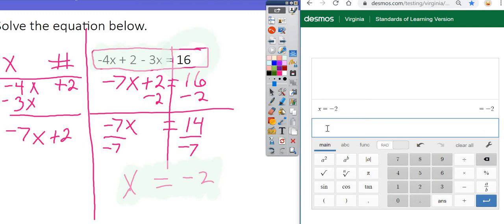And then we're going to start at the top. Negative 4x plus 2 minus 3 times x. And that gives us, in Desmos, 16, which is exactly what we wanted to get up here at the top. So that means that we solved it, and we checked it, and we got it right. Everybody, please check your answers. It is the most important thing you can do, because there's no way you can check them and not know for certain whether you're right or wrong.